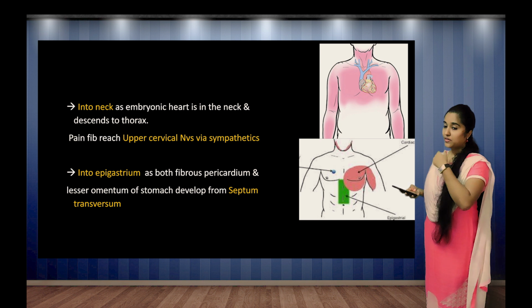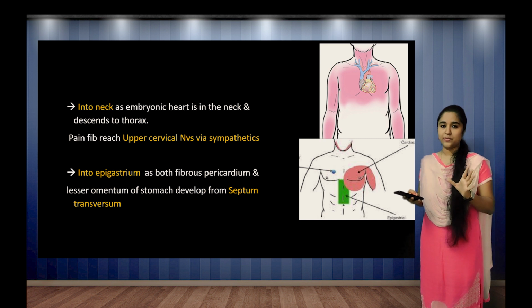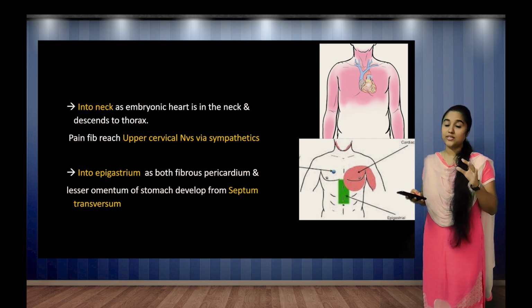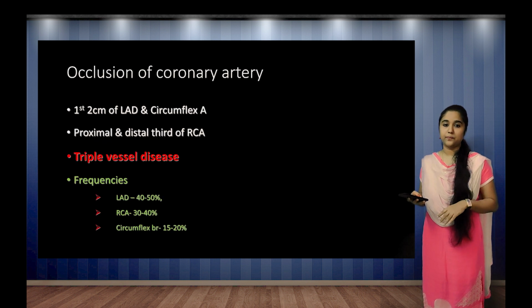Now, why does the pain refer to the epigastrium? This is because the fibrous pericardium, which is the covering of the heart, and the lesser omentum of the stomach both develop from the septum transversum. Because of this, the pain can radiate to the epigastrium. So, these are the reasons for the cardiac referred pain.